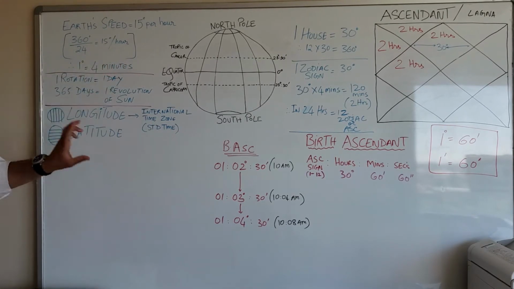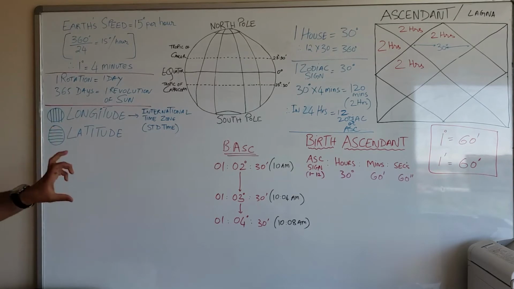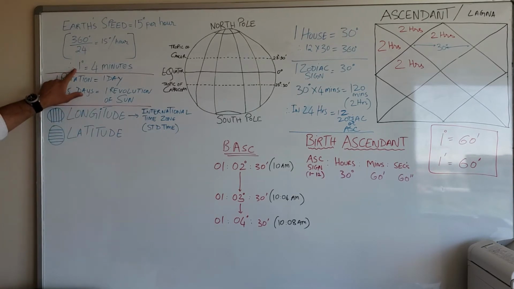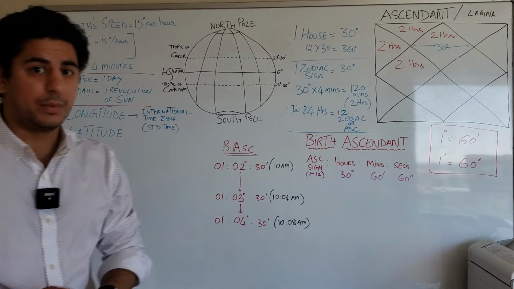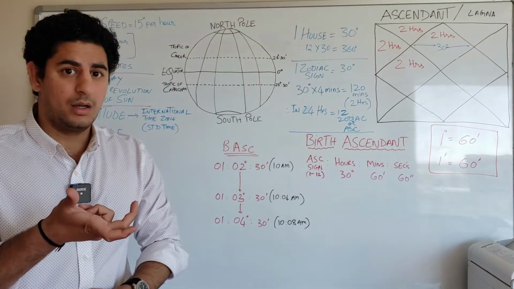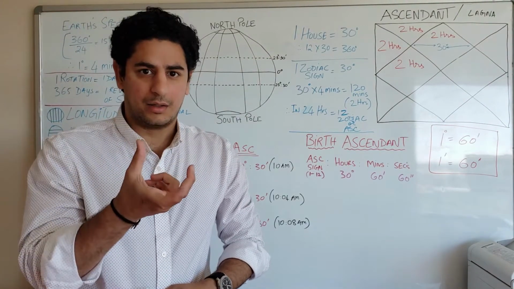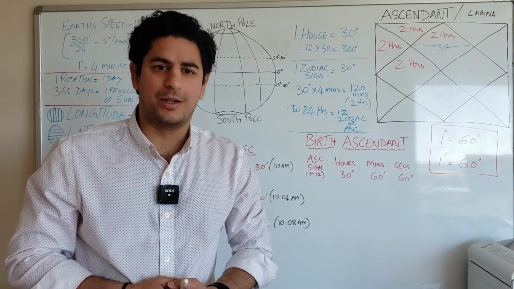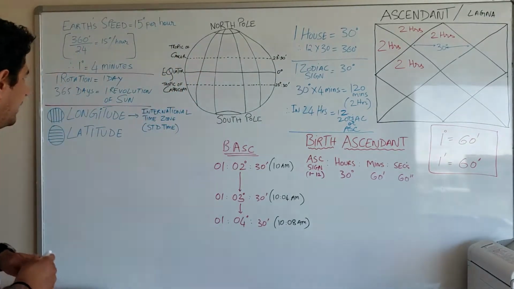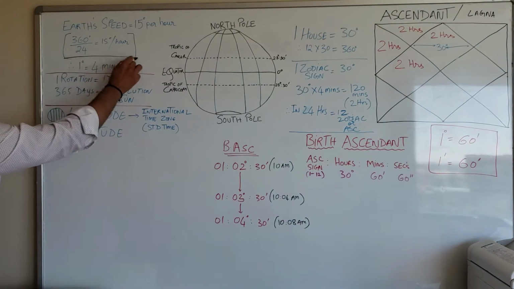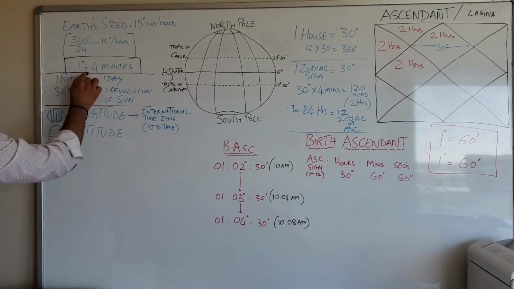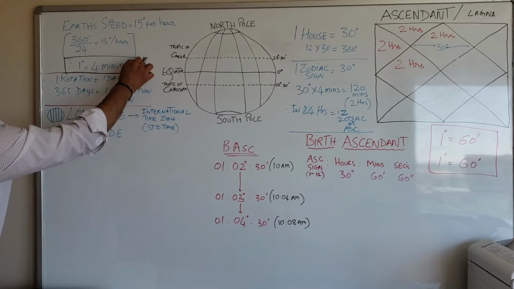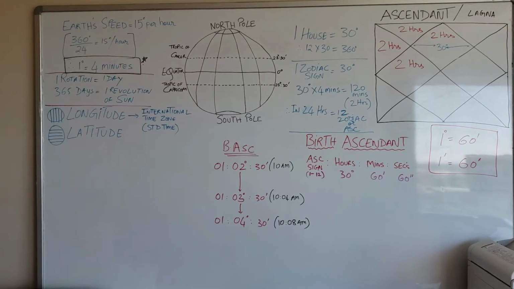This is very simple. Earth rotates 15 degrees per hour, which means that to move 1 degree, it is simply going to take 4 minutes. So 1 degree is 4 minutes. This is the very important fundamental you have to write down in your books.